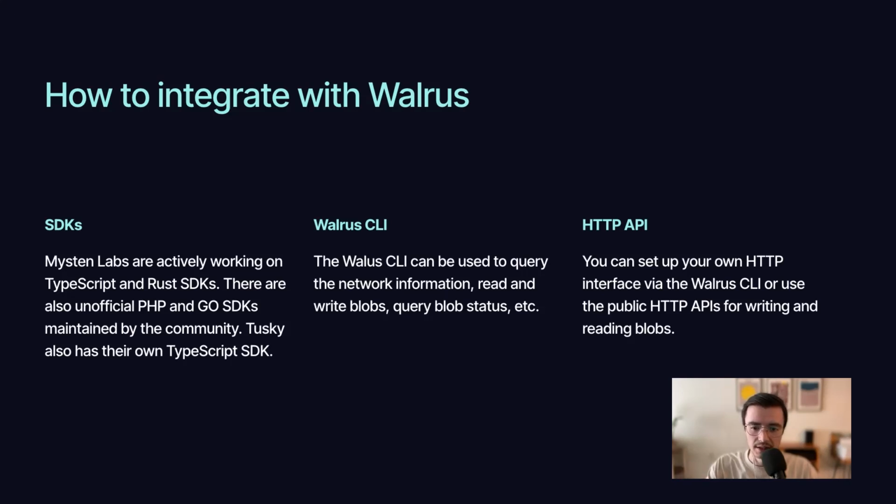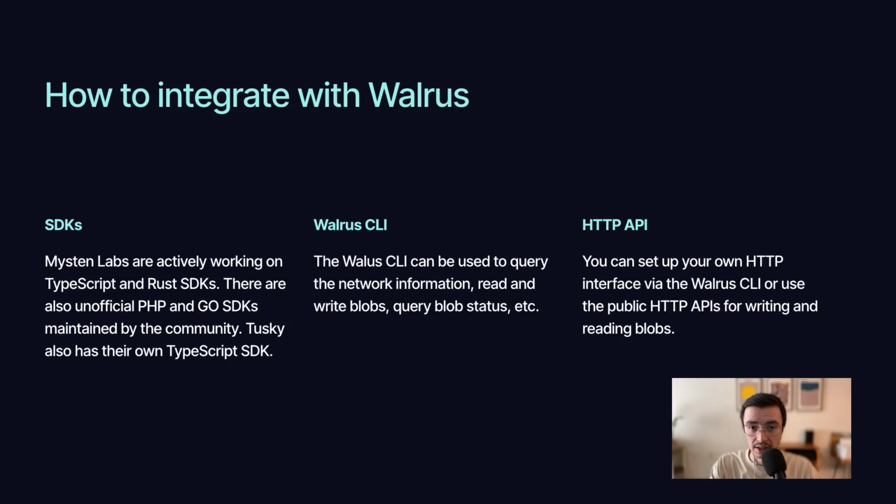We have the Walrus CLI. The CLI can be used to manually query the network information, read or write blobs, query blob statuses and stuff like that. And then we also have HTTP APIs. We run a Walrus testnet as well as the Walrus mainnet. On testnet, we have a list of aggregator URLs, which are used to read data from Walrus testnet, as well as publisher URLs that are used to write data to the testnet for free. So if you're looking to quickly integrate Walrus into a project that you're building for the Breakout hackathon, you can use these HTTP APIs really quickly right out of the box, and you're good to go.